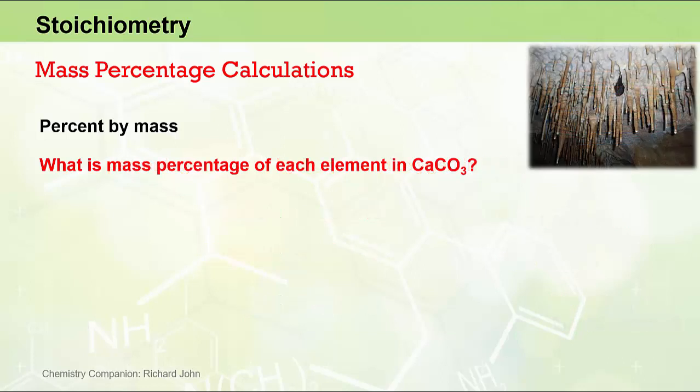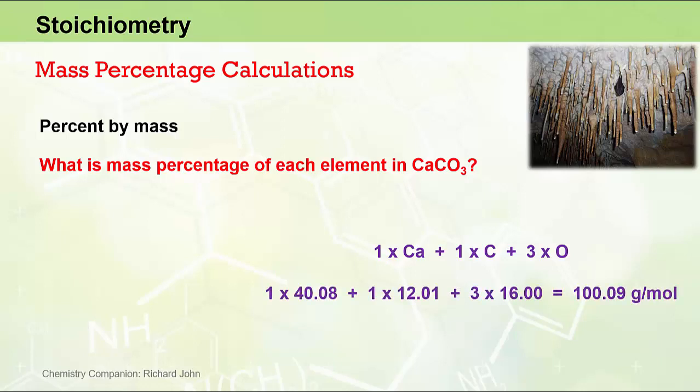Let's have a look at another example here, this time for an ionic compound. What is the mass percentage of each element in the compound calcium carbonate, CaCO3? We can calculate the molar mass of calcium carbonate by recognizing that we sum the molar masses of each atom in the formula unit. 1 times the molar mass of calcium plus 1 times the molar mass of carbon plus 3 times the molar mass of oxygen, giving a molar mass of 100.09 grams per mole. And again, we recognize that if the molar mass of calcium carbonate is 100.09 grams per mole, then the mass of 1 mole of calcium carbonate is 100.09 grams.